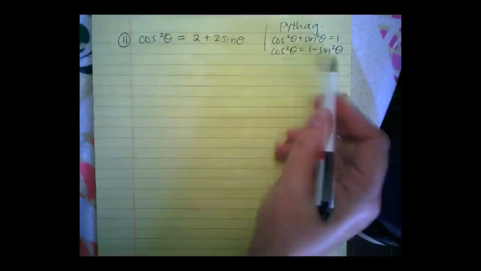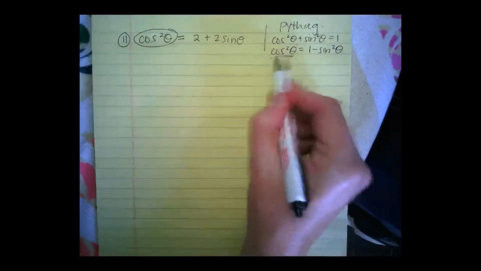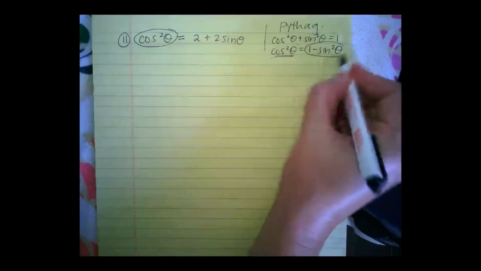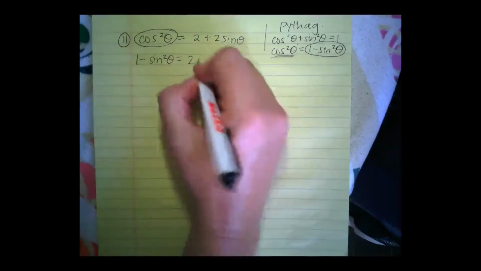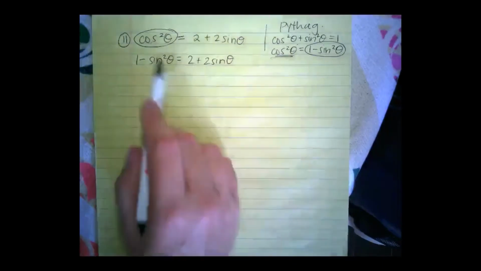And I don't have to do anything else. Again, I'm just using this as a stand-in. If I want to replace cosine squared, I'm going to replace it with what I've just set it equal to. So the left side becomes 1 minus sine squared of theta equals 2 plus 2 sine of theta. And now we have an equation that's only in terms of sine, and that's great. That's going to be very useful.